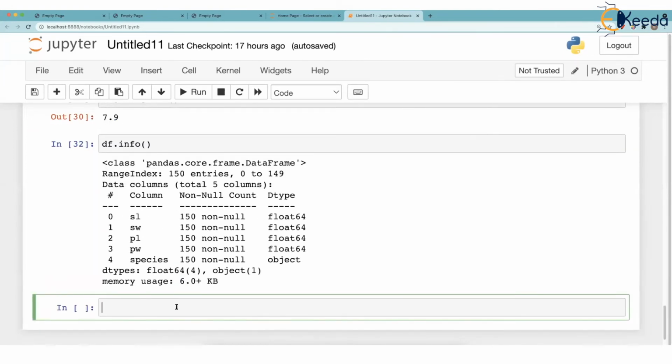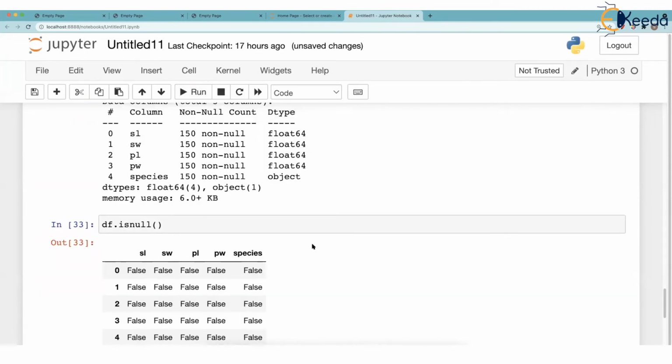Okay, there is one function called isNull. Let's see what it does. IsNull. I think so. Yesterday it actually happened that I forgot one of the functions and I had to go to Google to search for it.